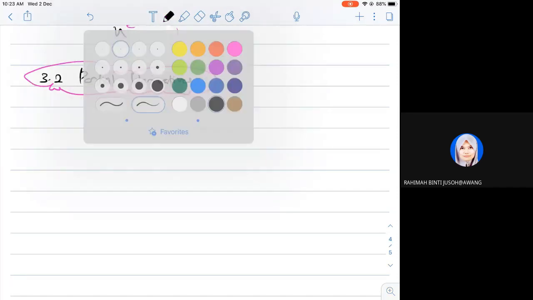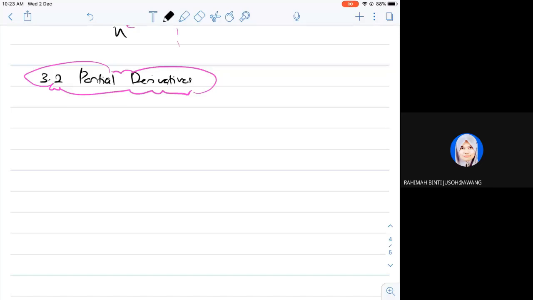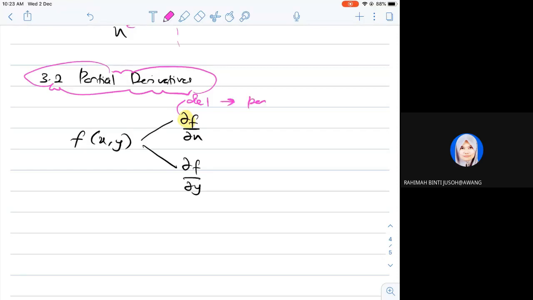Okay, let's say f(x,y). We have a function of f, x, and y. So we can differentiate ∂f/∂x, and also we can differentiate ∂f/∂y. Why do we have del? This is called del. What is del? Del is for partial derivative. So del is the operator for partial derivative.